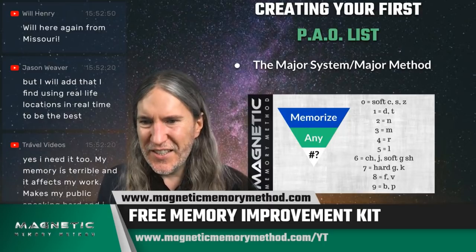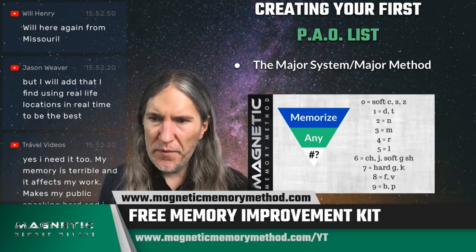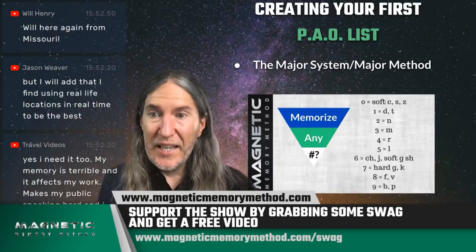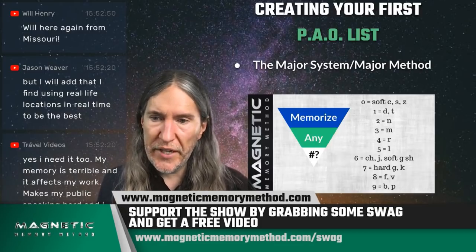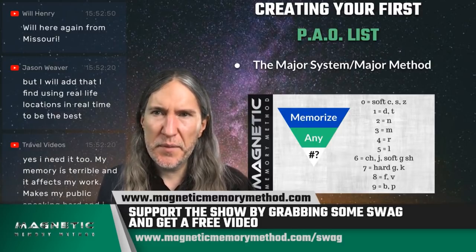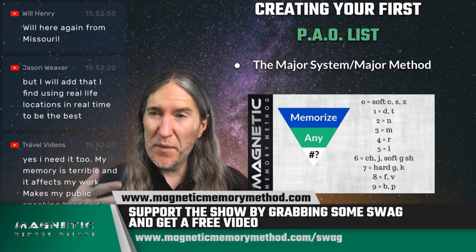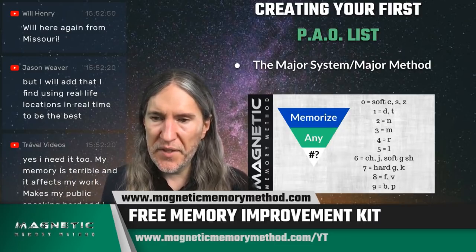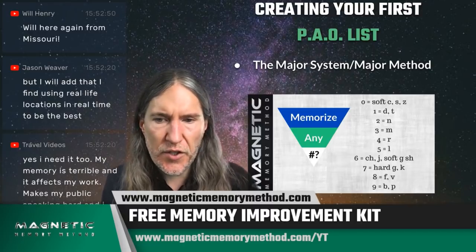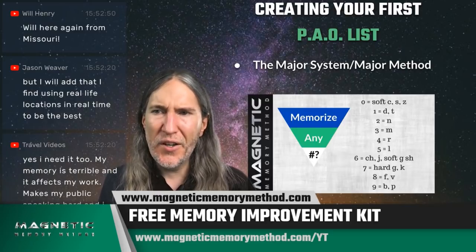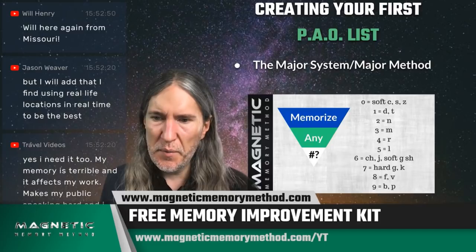Jason says, I've used an app called 5D Planner, made for designing houses and buildings, to create 3D memory palaces, but I will add that I find using real-life locations in real time to be the best. Thanks for that, Jason, and thanks for the qualification there. I find that too. I've done all kinds of wild experiments, and at the end of the day, real life is the real deal for the fastest results. And I would say there's even more distinction in terms of how the memory palace is created and the nature of the palace, which I mentioned earlier. I'm doing some stretching exercises now, and I'm pushing it, but it'd be a lot easier to encode in the more traditional memory palaces that I know and love.